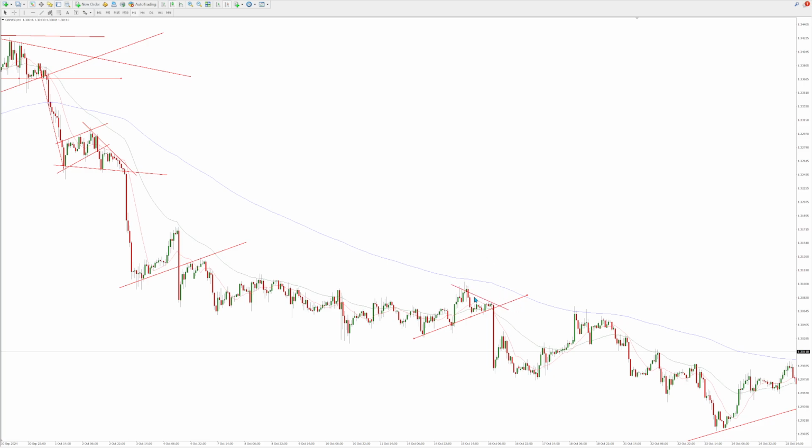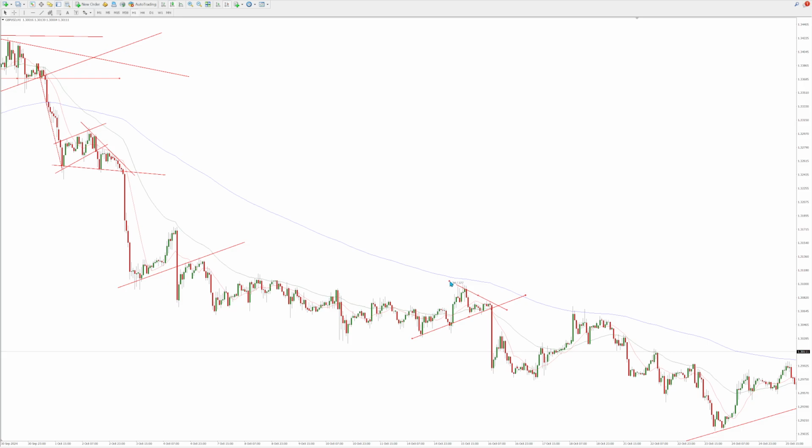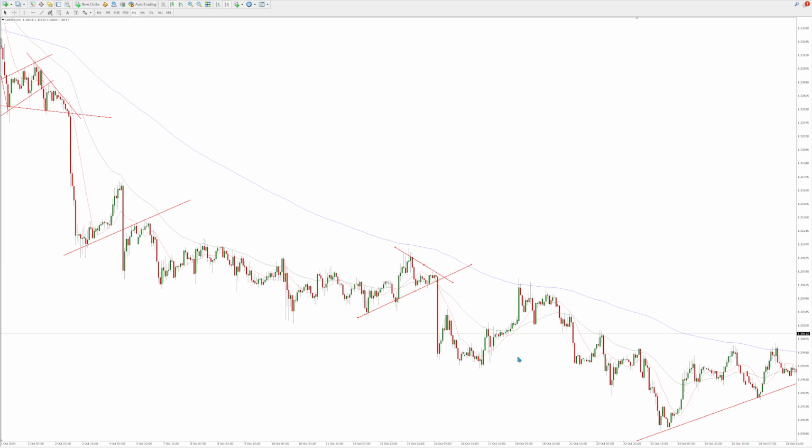Okay, got a wedge pattern or diamond formation here, and it's no coincidence. You get a big breakout to the downside. Traders are watching this and looking to get in on this trend.